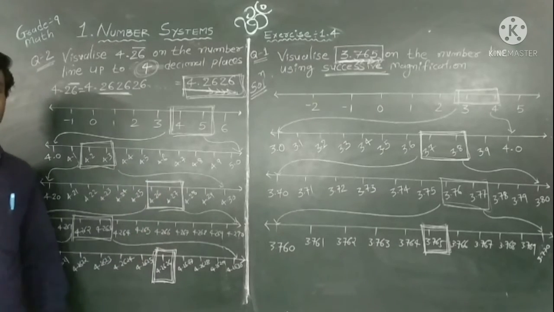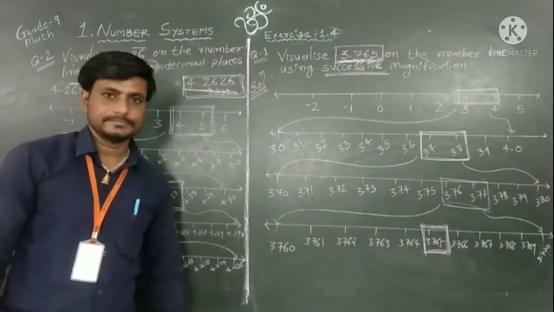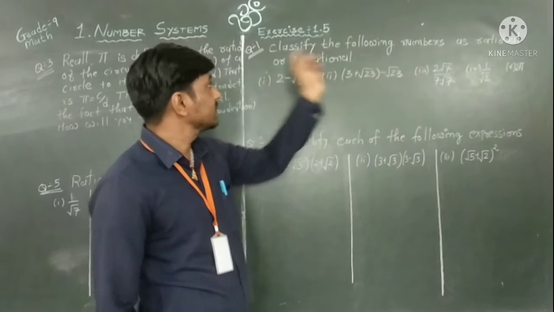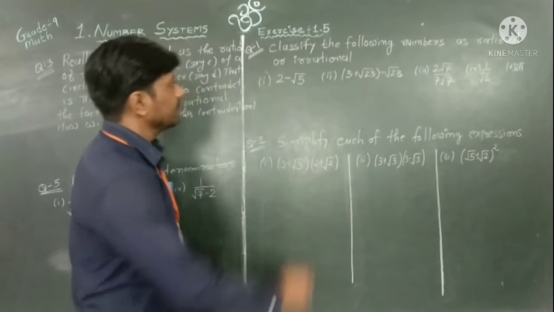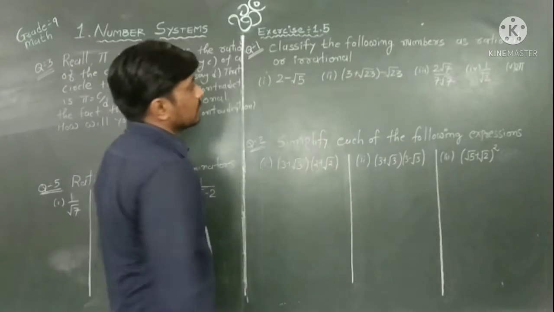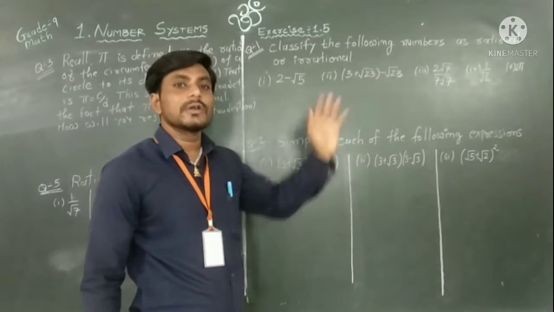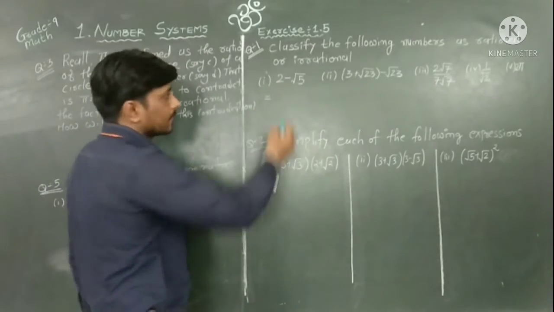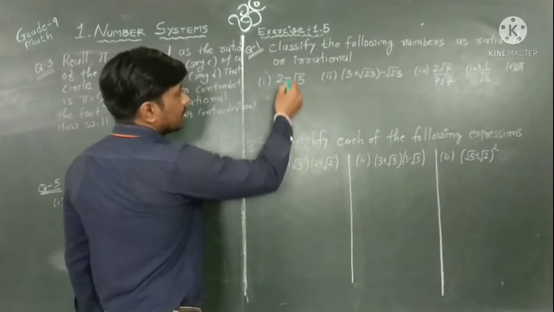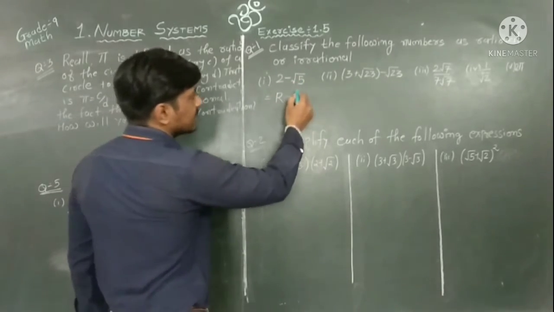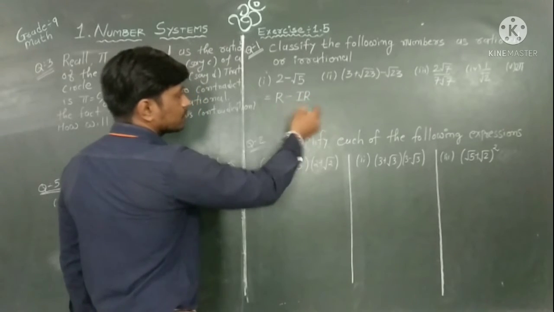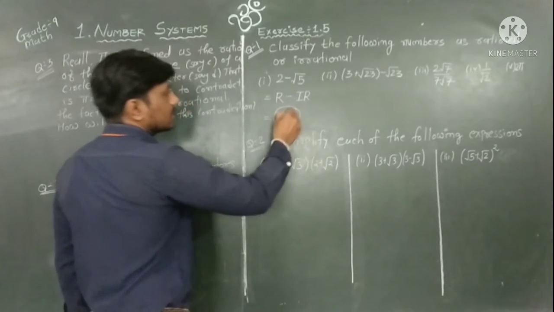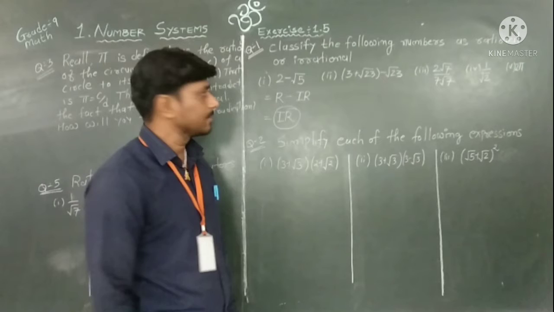Okay, now look next, exercise 1.5. First, classify the following numbers as rational or irrational. Here we have to check whether these given numbers are rational or irrational. So for that, first 2 minus root 5. 2 is a rational number. Minus under root 5 is an irrational number. So subtraction of these two numbers, rational minus irrational, gives us again an irrational number. So this is ultimately an irrational number.